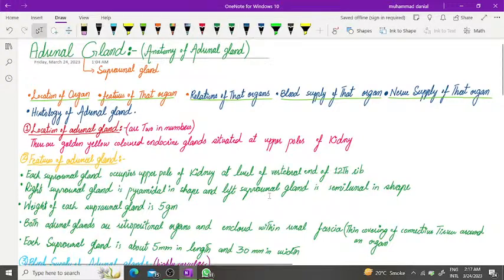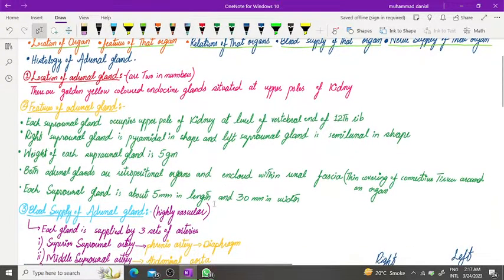Features of the adrenal gland. Each suprarenal gland occupies the upper pole of kidney at the level of the vertebral end of the 12th rib. Right suprarenal gland is pyramidal in shape and left suprarenal gland is semilunar in shape. Weight of each suprarenal gland is 5 gram. Both adrenal glands are retroperitoneal organs and enclosed within the renal fascia. Renal fascia is a covering of connective tissue enclosing a particular organ. Each suprarenal gland is about 5 millimeter in length and 30 millimeter in width.